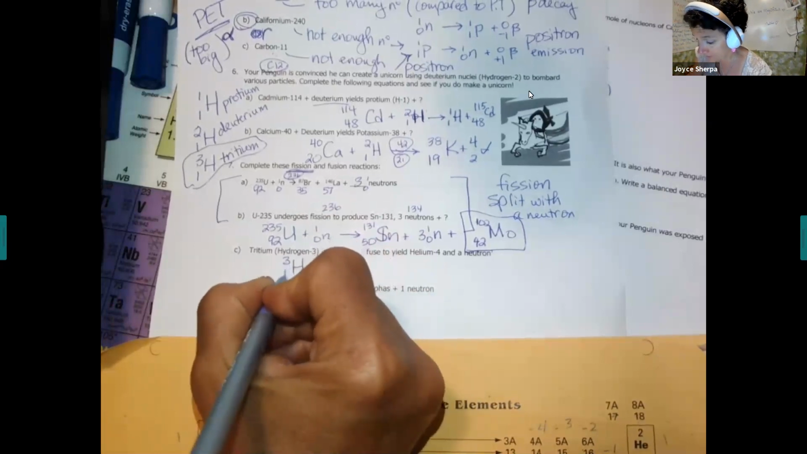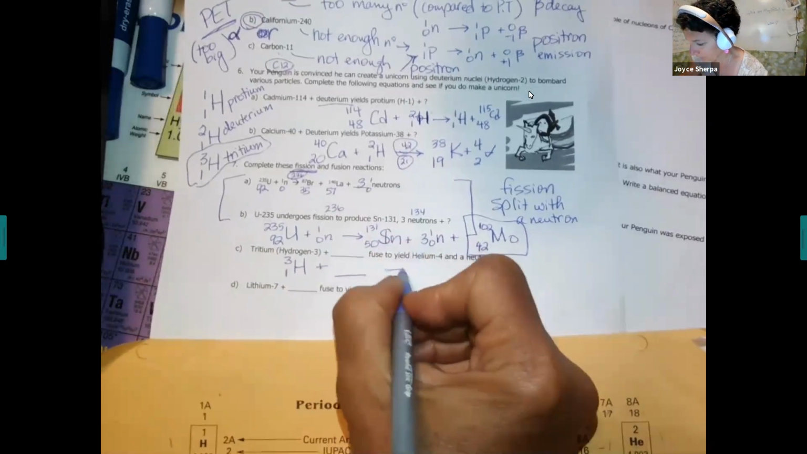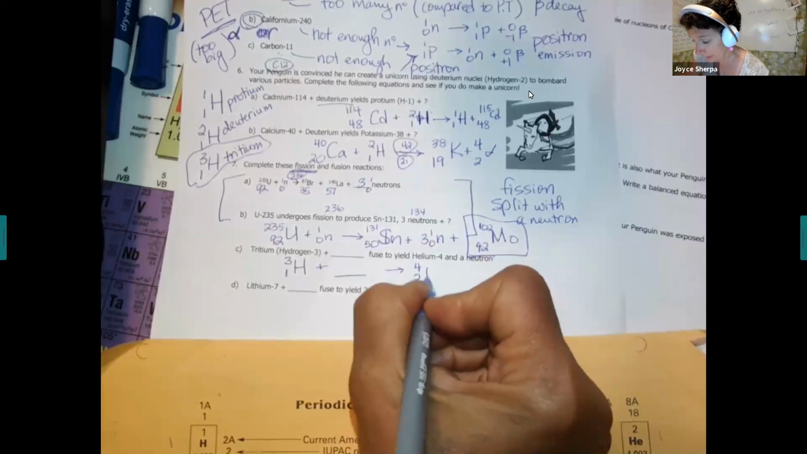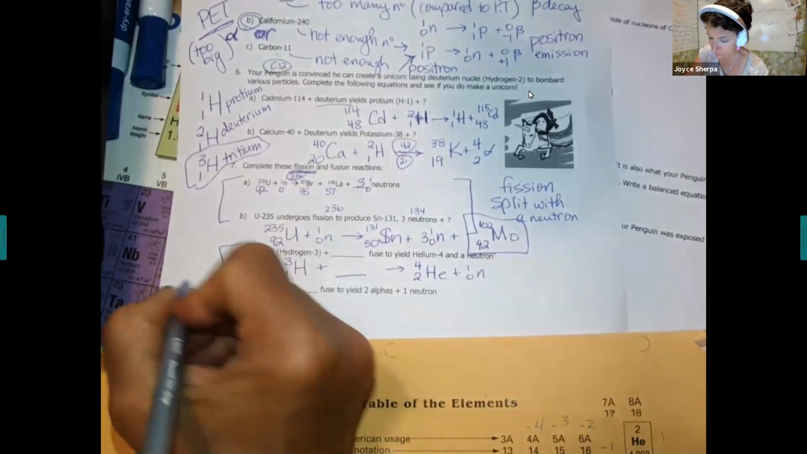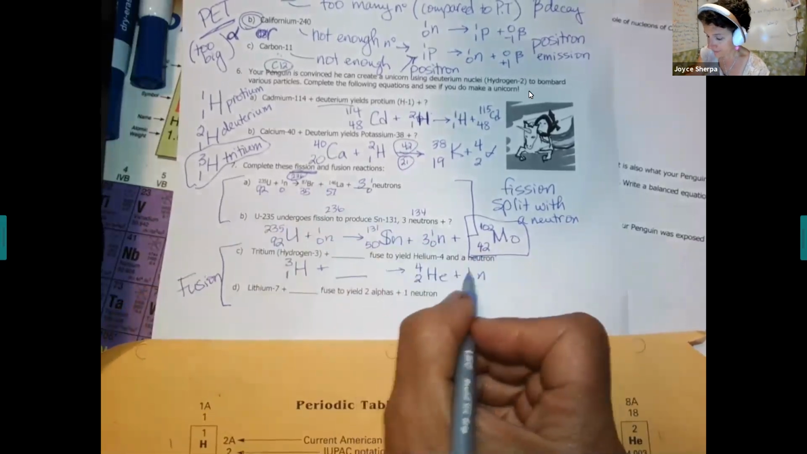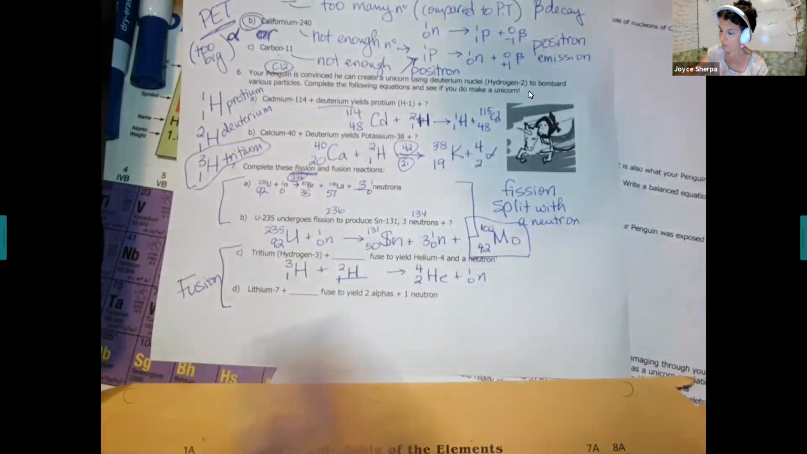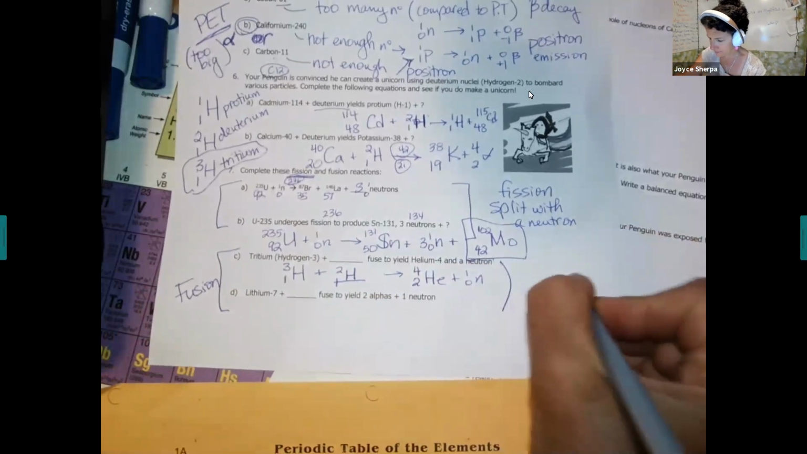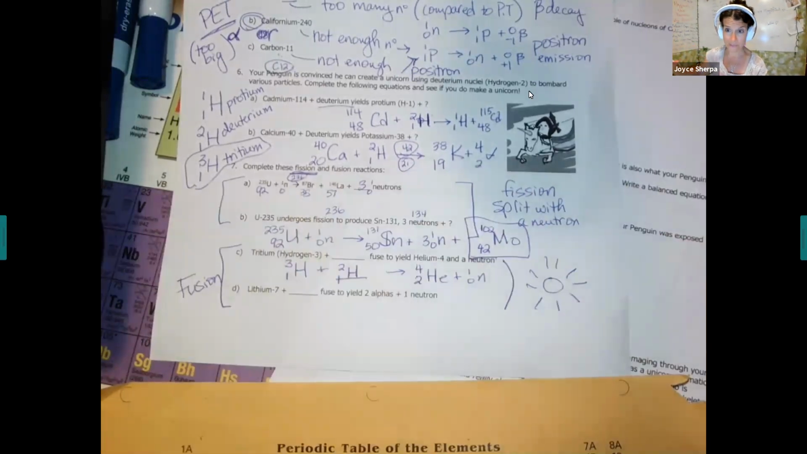All right, tritium is H3/1 plus something, and we're going to get helium or an alpha particle and a neutron. So these last two are fusion. So we just have to add up. So it's looking like it's deuterium. So tritium plus deuterium. This is what is happening in the sun. Fusion is happening in all the stars. That is the brightness we see.